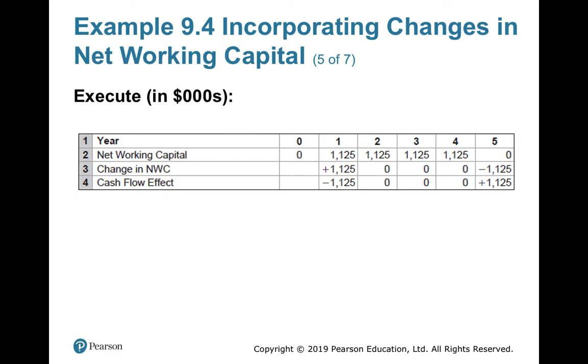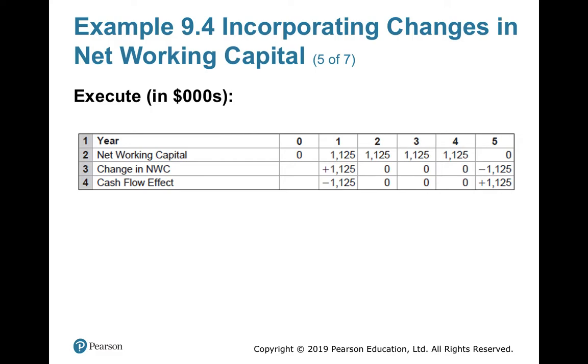Now impact on cash, opposite. Cash flow effect is: if the change in net working capital is positive, cash will be negative. So in year 1, change in net working capital is positive, that means cash will be negative. In year 5, change in net working capital is negative, so cash will be positive.